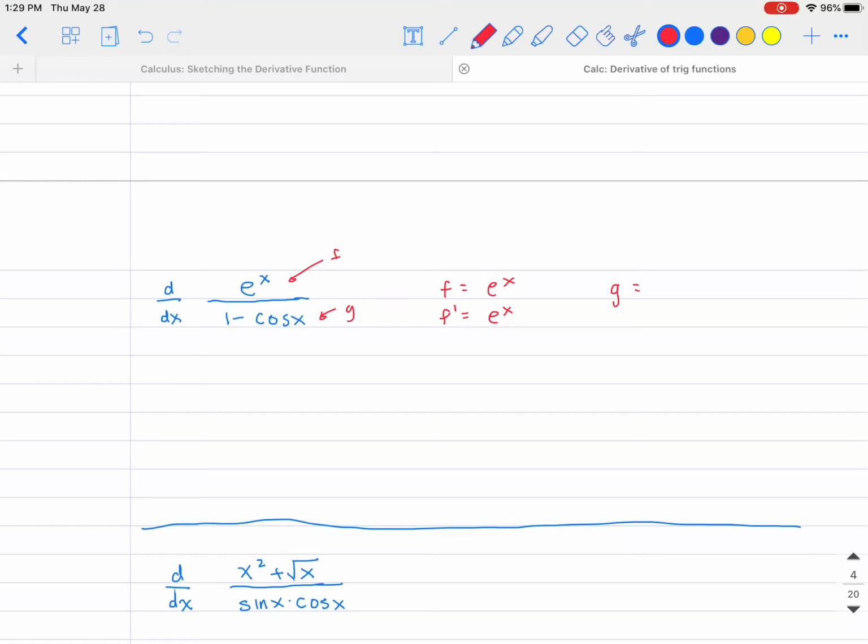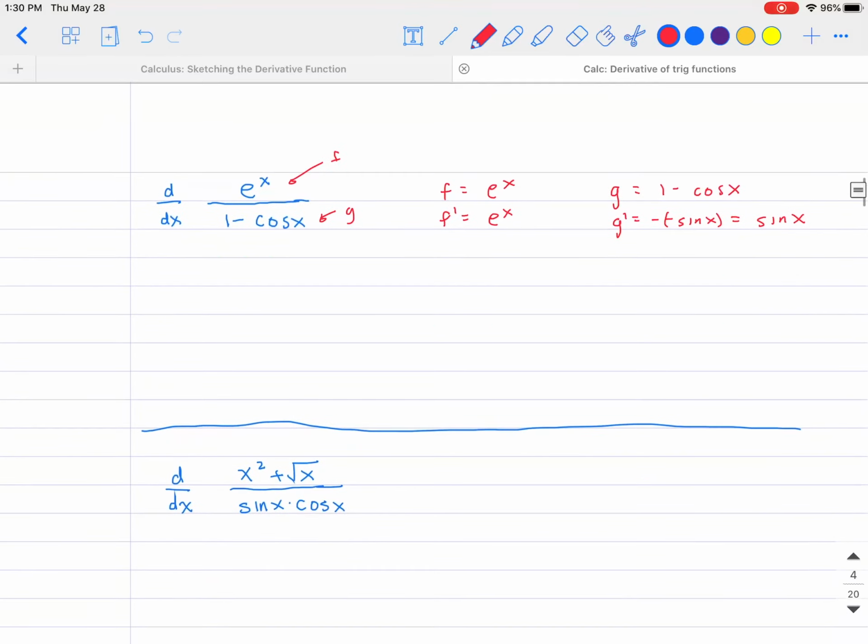Whereas g is the bottom function, which is 1 minus the cosine of x. And so g prime, its derivative: the derivative of 1 is equal to 0, and the derivative of cosine is negative sine. So that means you have negative sine of x, which cleans up to be just plain old sine of x.